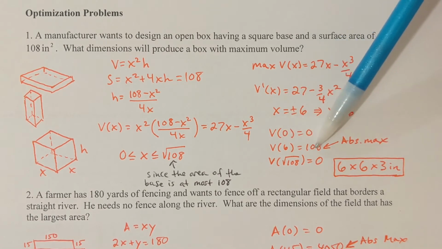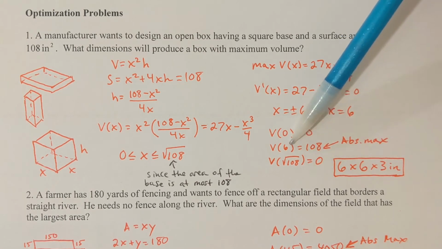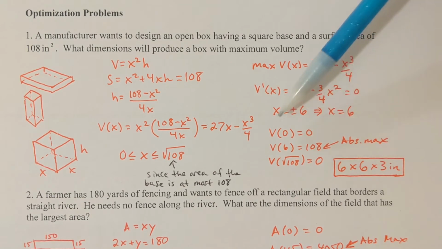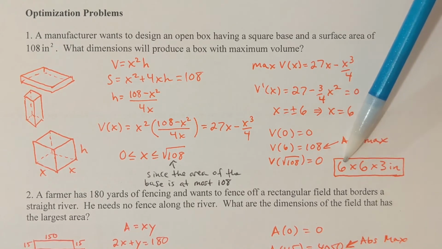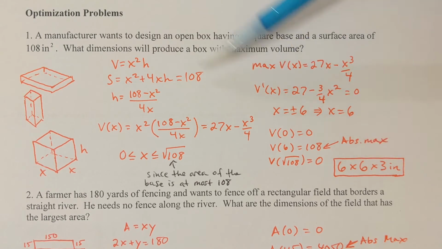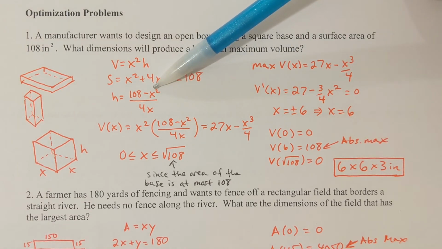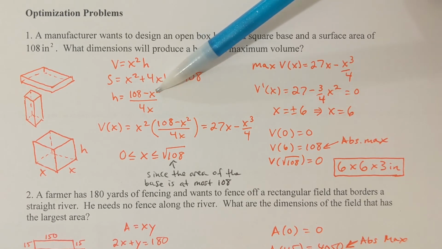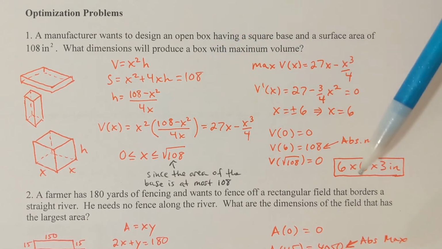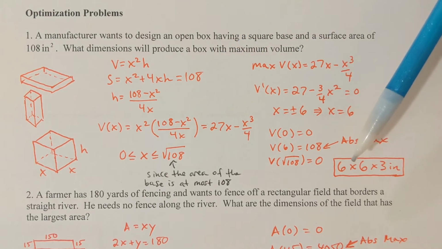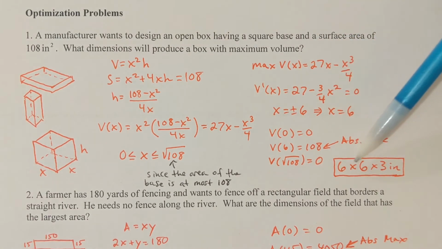Now of course the biggest output was when x was 6. So that is a proof telling us that in order to maximize the volume of this box, we're going to want x to be 6 inches, and the height, if x is 6, would be 3 inches. 108 minus 36 divided by 24 would be 3. So the dimensions, 6 inches by 6 inches by 3 inches is what we'd want there.